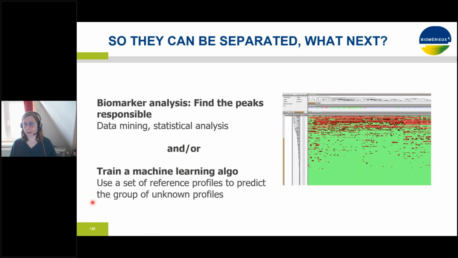So once you decided that, okay, you can't separate between your phenotypes or between whatever it is that you're trying to separate, what are the next steps? Because of course, now you're still using a reference set for which you know what it is. So you would at one point want to apply this to strains that you don't know what they are. So then you have two options, and you can even combine these two options.